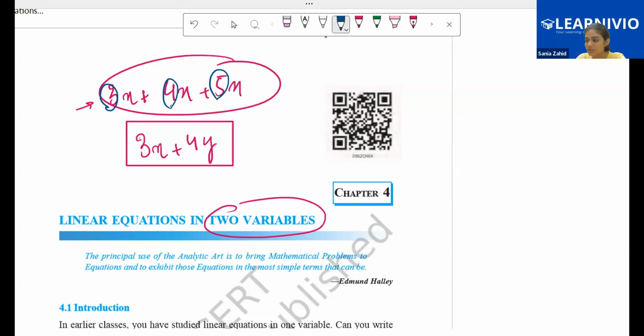So 3x plus 4x plus... Please speak a little loudly, Hafsat. Your voice is very low too.